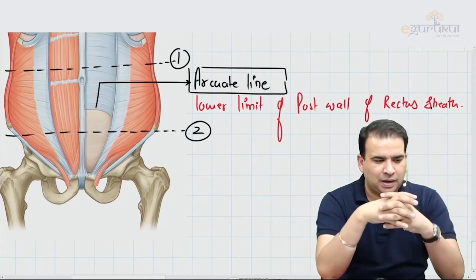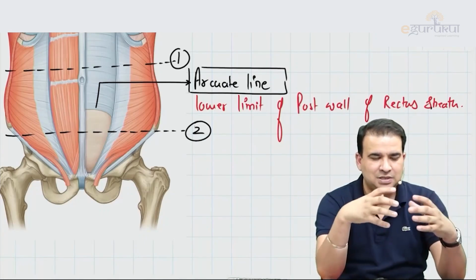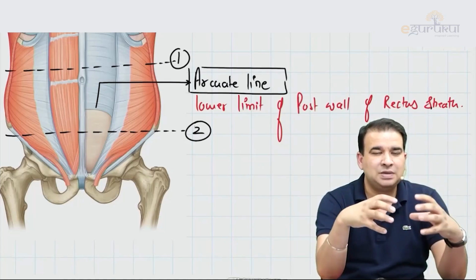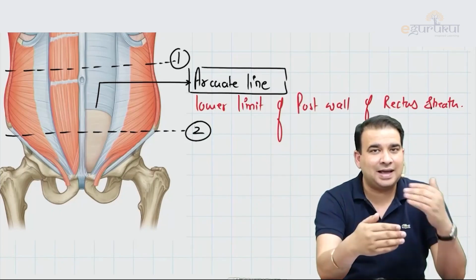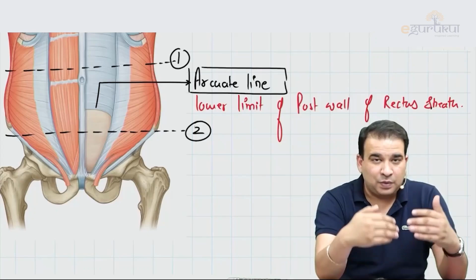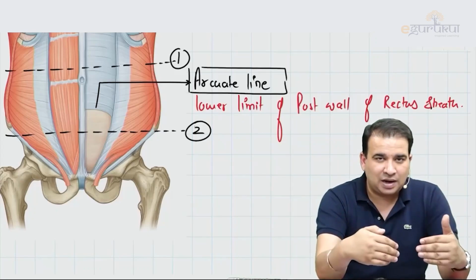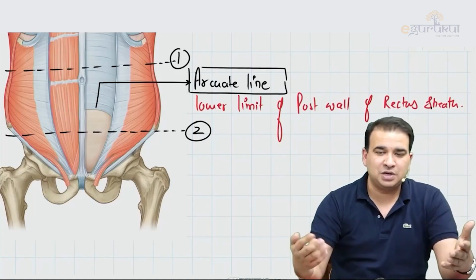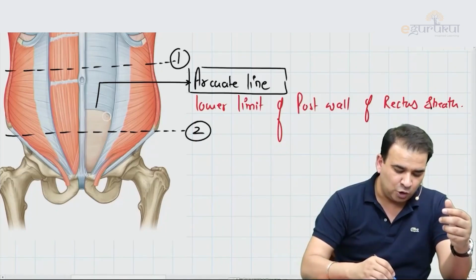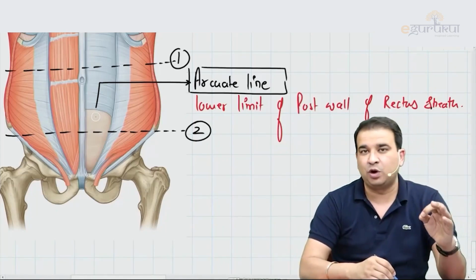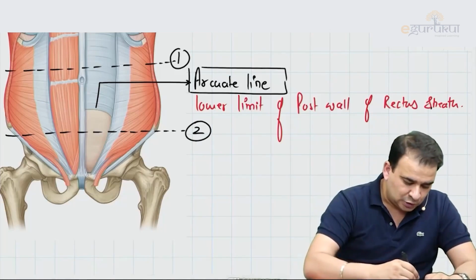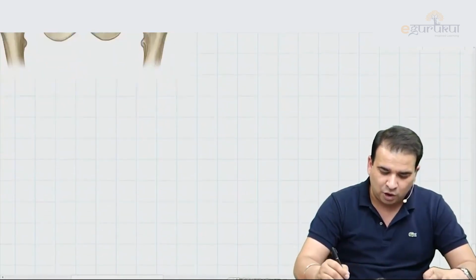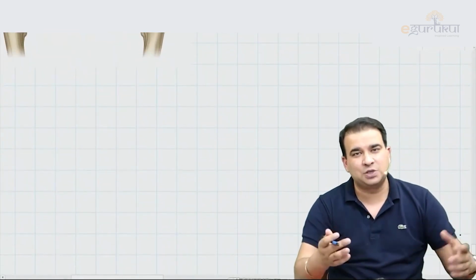I'm sure you can already imagine that if you take a section above the arcuate line, then the rectus abdominis muscle will be seen covered with the rectus sheath anteriorly as well as posteriorly. But when you see the section below the arcuate line, only the anterior wall of the rectus sheath will be seen. The posterior wall will be deficient because this already is the lower limit or the lower border of the posterior wall of rectus sheath. So let us take these two sections and understand how the rectus sheath will look and what all muscle aponeuroses will give rise to the rectus sheath.